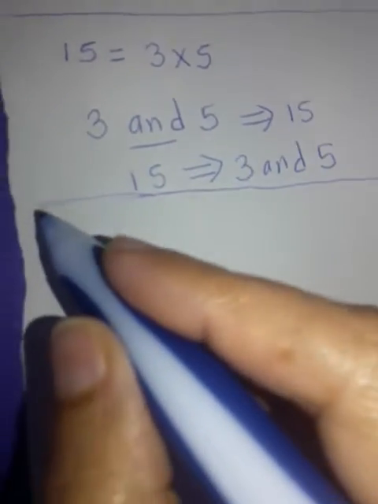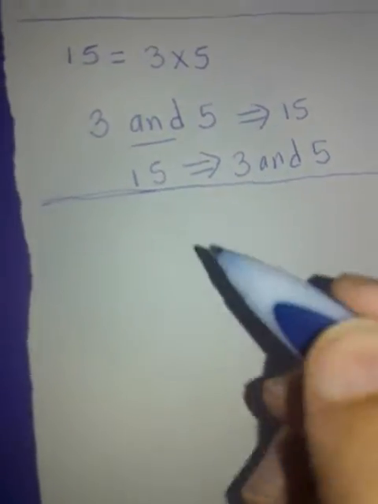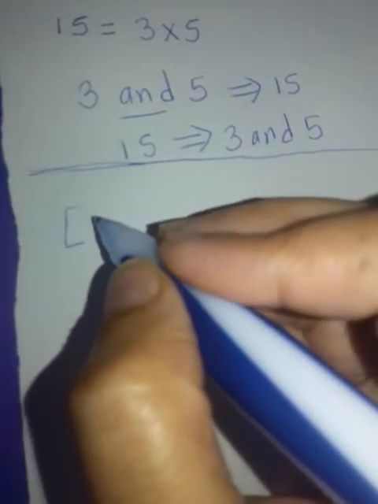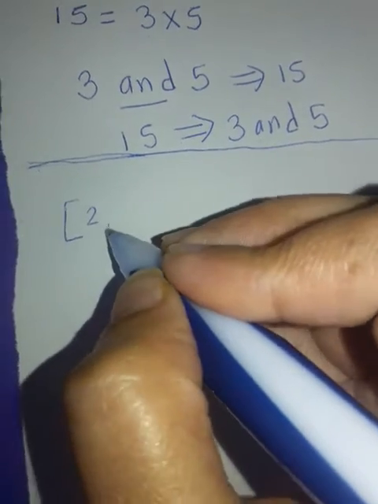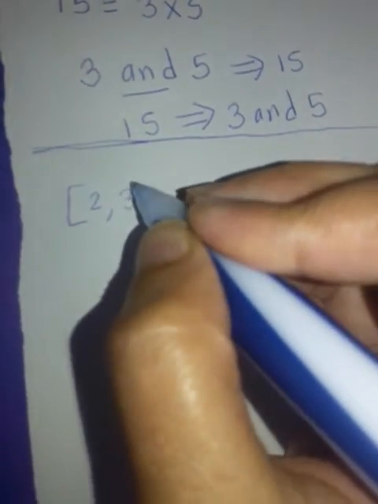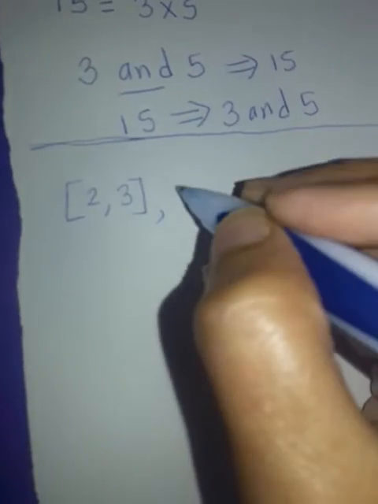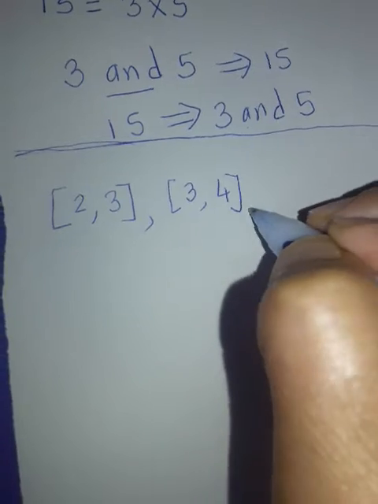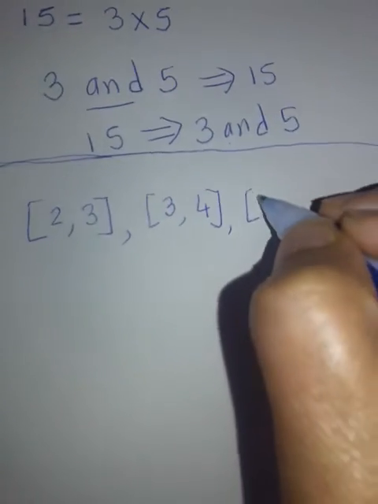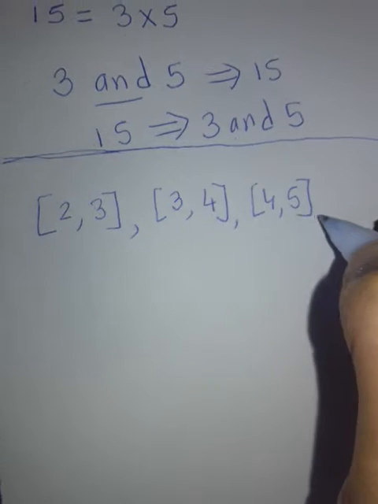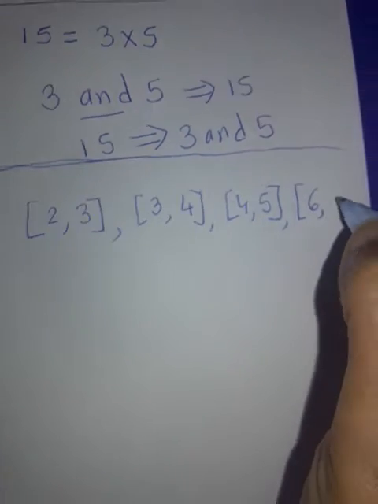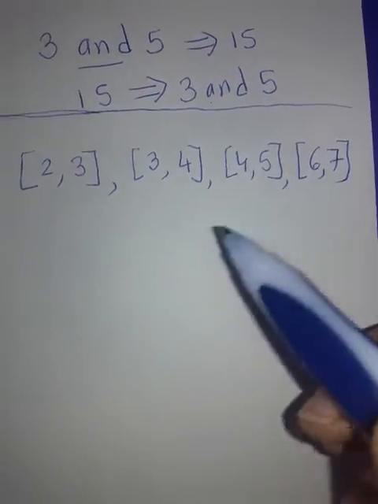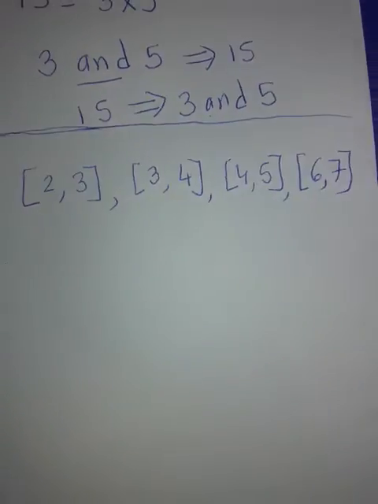4, 5, 6, 7, they are all adjacent pairs of numbers. So what are we going to do? We are going to observe these adjacent numbers. Let us observe these pairs. If I start with 2, what is the next number? 3. This is one pair. If I start with 3, its next number is 4. If I start with 4, next number is 5. If I start with 6, next number is 7. They are all pairs of adjacent numbers. I have taken 4 pairs for example.